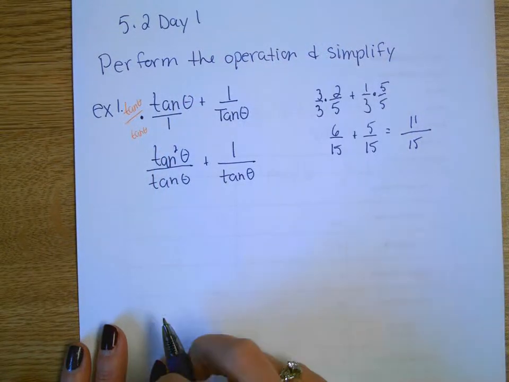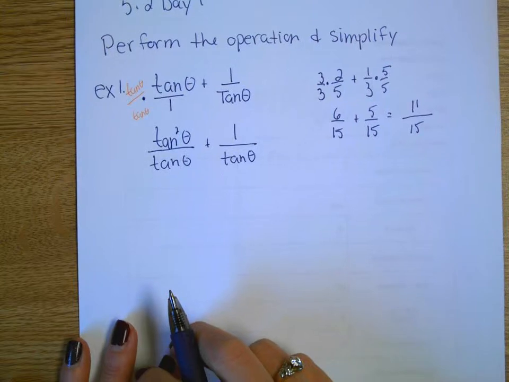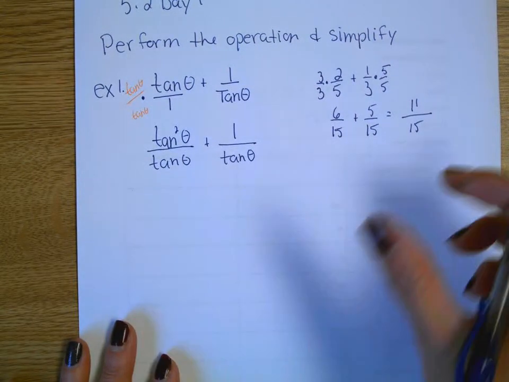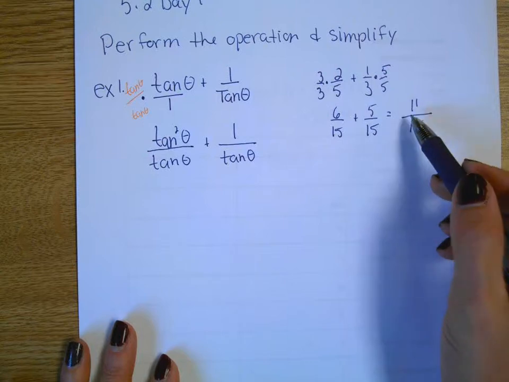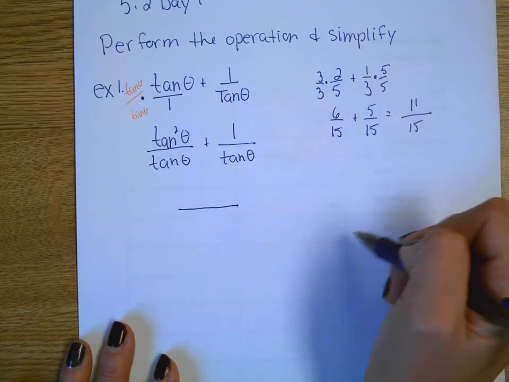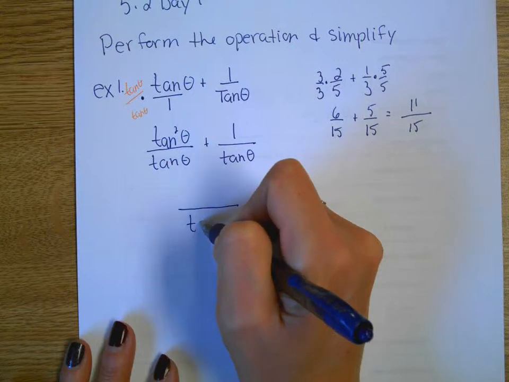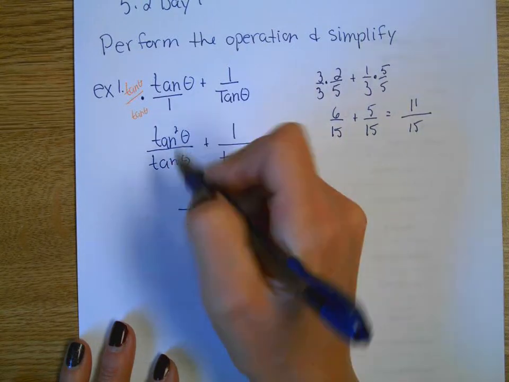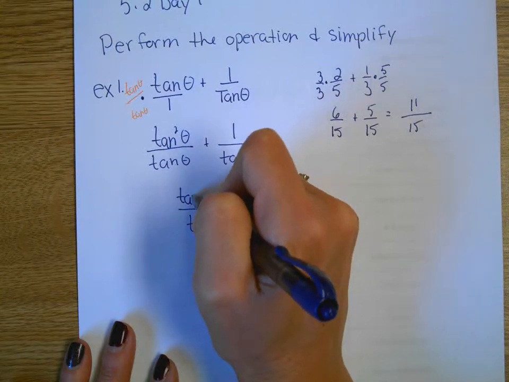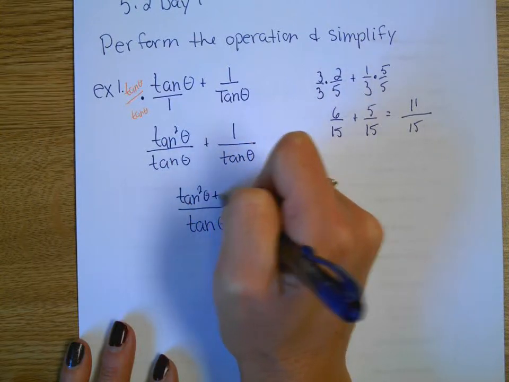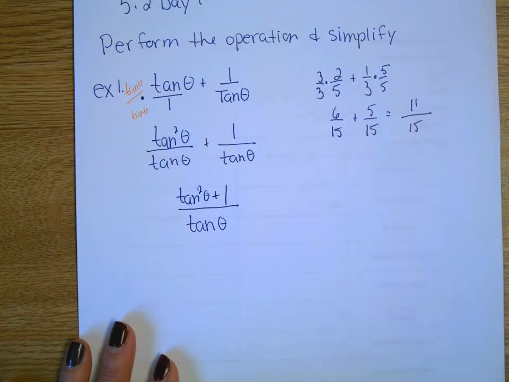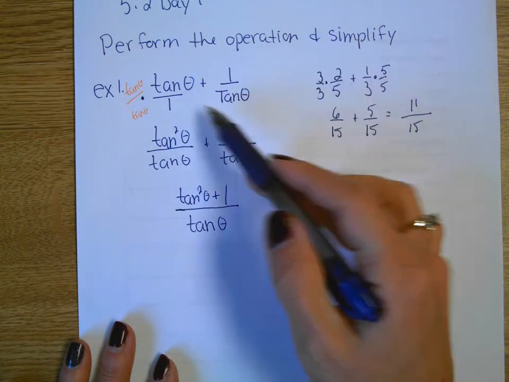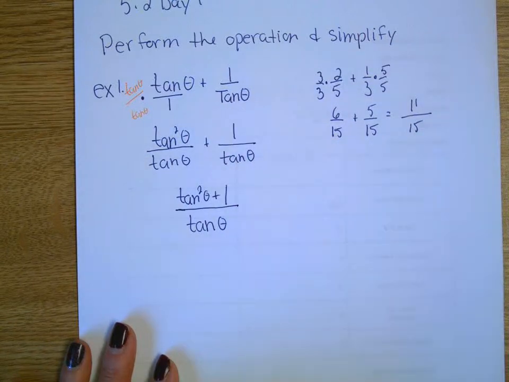After we got the common denominator, what did we do when we added fractions? Just squish them together, to make one fraction out of them. What's the denominator on my one fraction? Tangent. My numerator, I'm going to add tan squared plus 1. You have to keep that one. Yep. So I've performed the operation. I've added the fractions together.